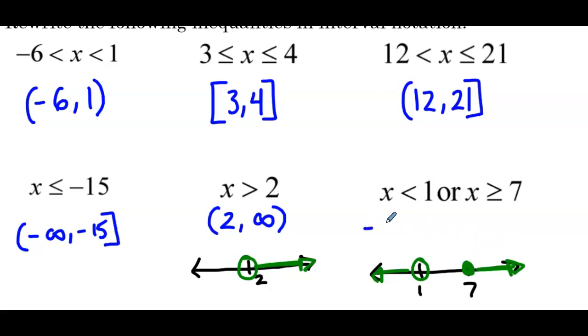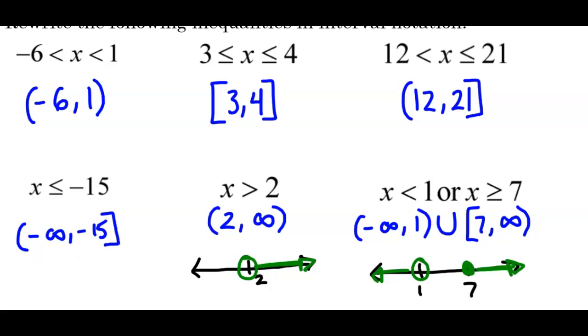So the first interval goes from -infinity to 1, parentheses, and we don't have equality at 1, so parentheses. And then the second interval is going to go from 7 to infinity. At 7 we have equality, so bracket on the left, parentheses on the right. In interval notation we don't write or, it's going to be a U symbol connecting the 2 intervals. So in interval notation, that symbol represents or. Okay, so you can make a note to yourself that this is how we're going to want to connect intervals.